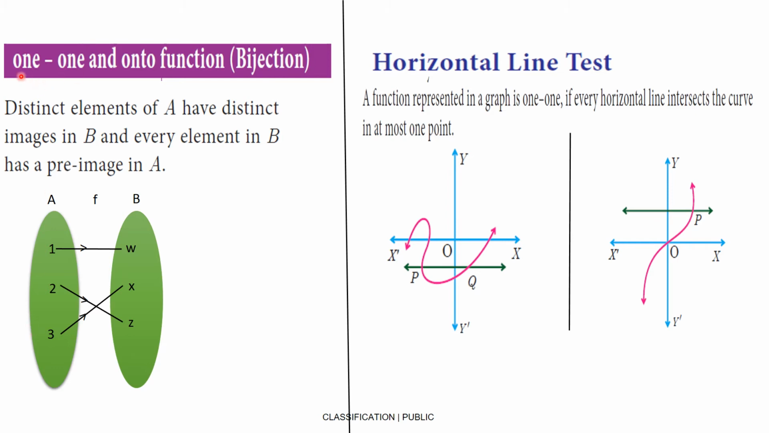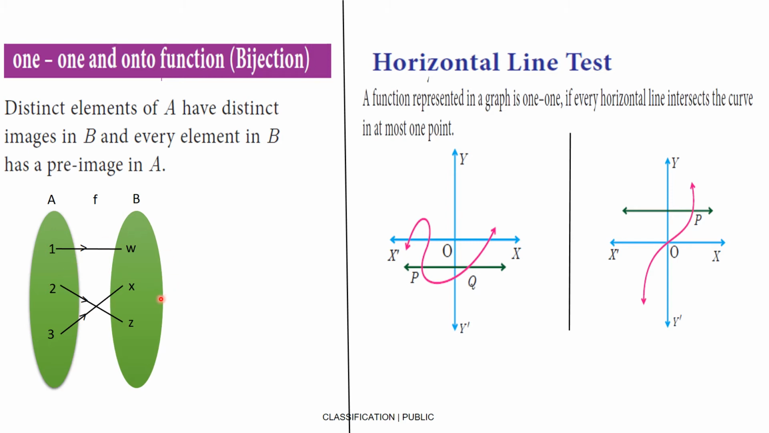Next, one-to-one and onto function. We call it a bijection. Distinct elements of A have distinct images in B. This is one-to-one. And every element in B has a pre-image in A. This is onto function. So we see the example: 1, 2, 3 elements in A and W, X, Z in B. Here 1 is related to W, 2 is related to Z and 3 is related to X. So different elements, different images.